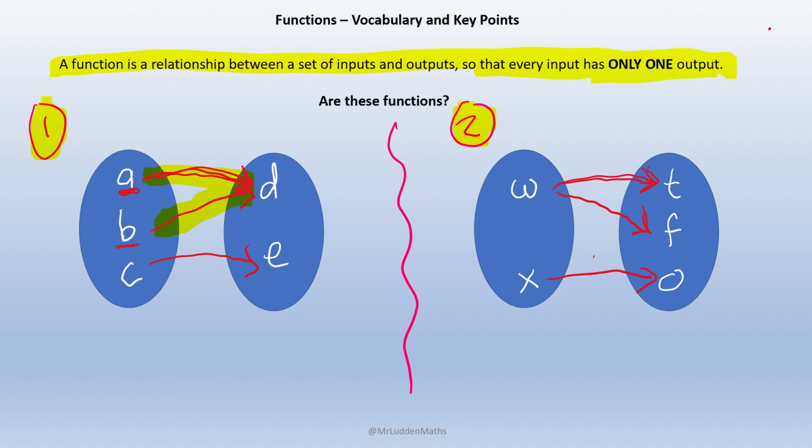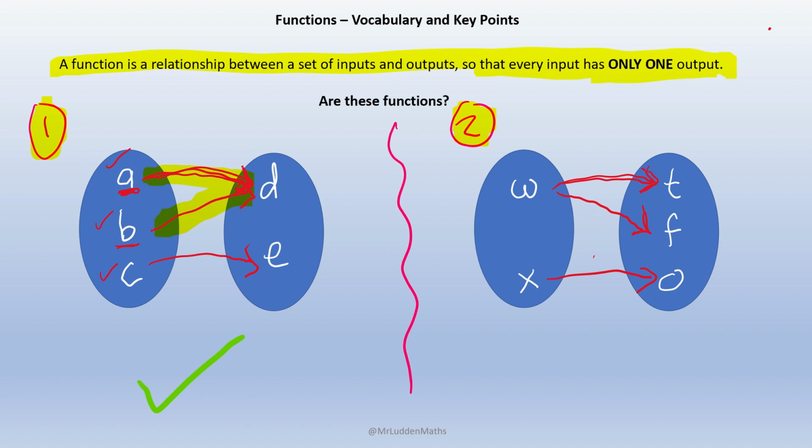It doesn't matter that they have the same output. There's nothing in my definition that says you can't share an output. So in this scenario, A is fine, B is fine, and of course C is fine down here. C is just being mapped to E. The C and E pairing here, that wasn't my problem. I had to sort out what was going on up here. So this right here, even though it looks a bit strange, is a function because each of my inputs only has one output.